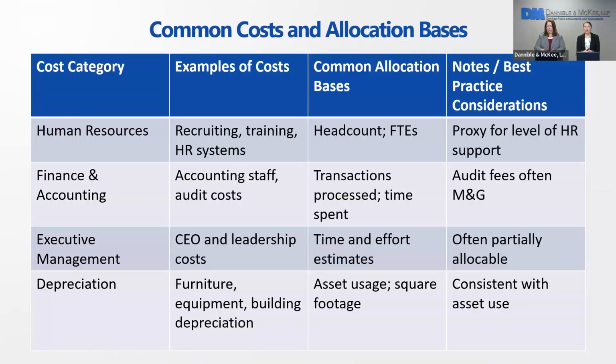Looking at your depreciation, examples of that would be your furniture and equipment, building depreciation, maybe you have vehicles, and that can be allocated based on asset usage, square footage. So asset usage, perhaps you have a vehicle that's rented for the use of your program. You can allocate that based on square mileage if that is split between program and administrative usage. Square footage for things like the depreciation of your building. This should be consistent with how the asset is used.